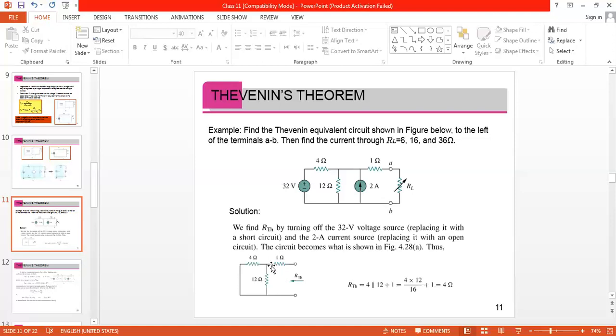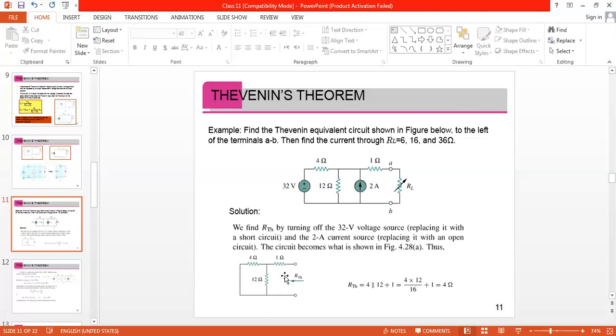So here we don't have any paths because we have converted this current source into an open circuit. Similarly, we have converted this voltage source into a short circuit, so you can see it's a short circuit here. Now, to find the Thevenin resistance, we have to look at this circuit from the two terminals A and B, pass the current from here and come back here.